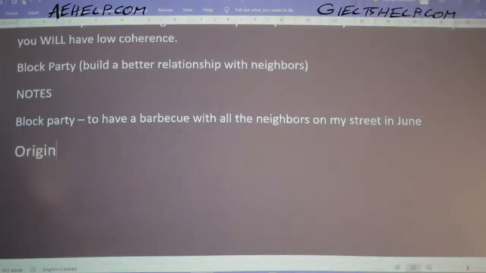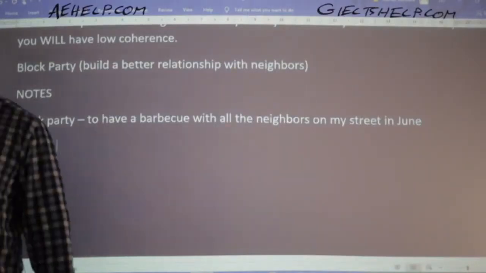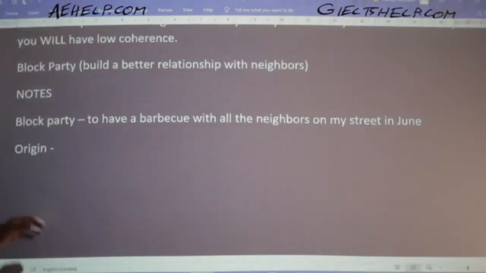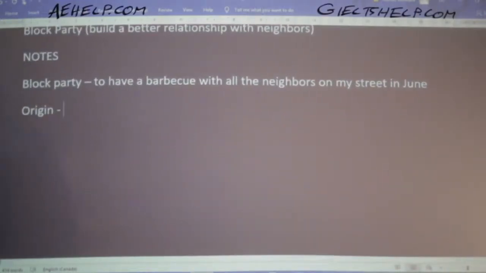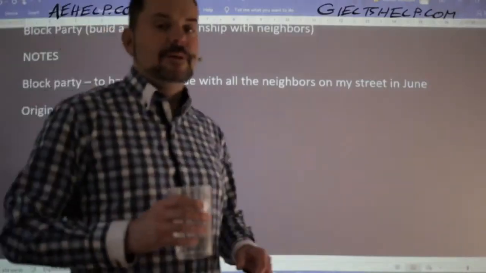Origin. Where did this idea come from? So give me a couple of notes here. Why did you have this idea to have a block party? Where did this idea come from?